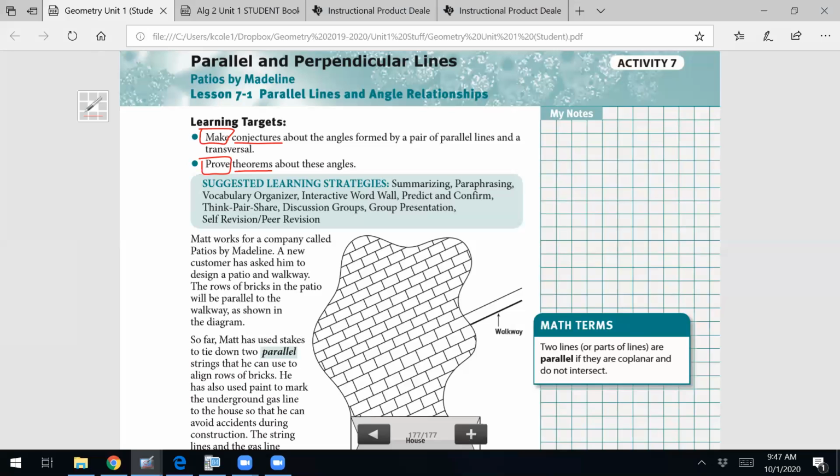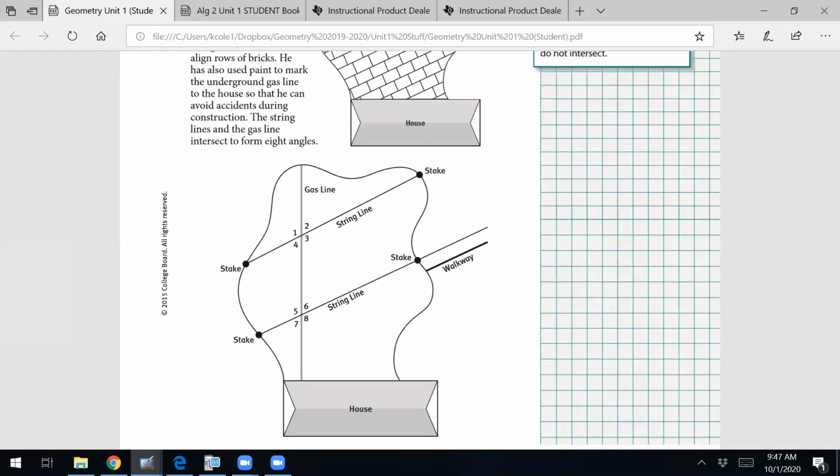So, it's not really important what he's doing. What's important, though, is that what we're looking at are parallel lines. You can see you've got these parallel lines right here. And then you have this gas line, which you're about to learn is a transversal, and it's creating 8 angles. Okay? So looking at this, you can see the 8 pairs of angles. Okay? Everybody okay with that? Flip the page.